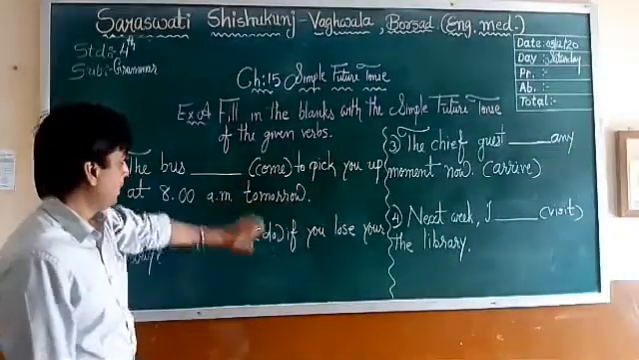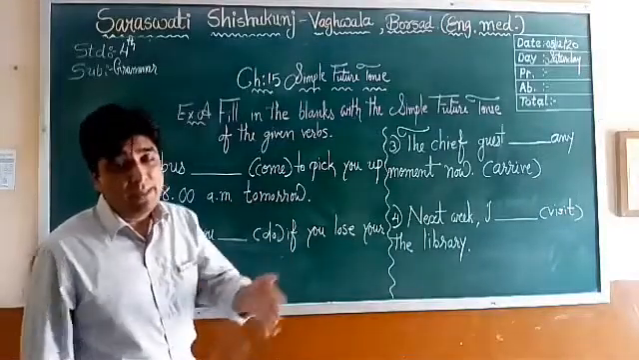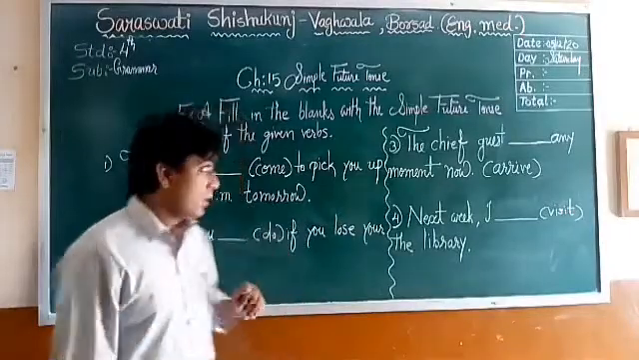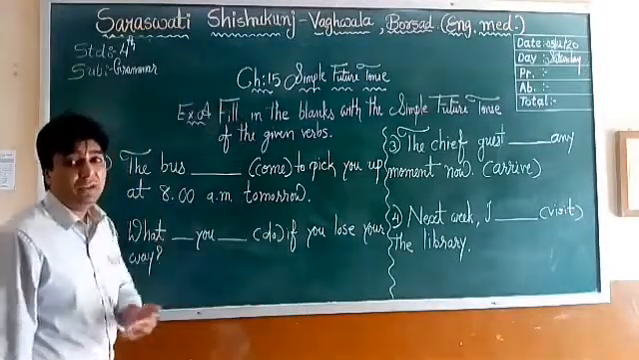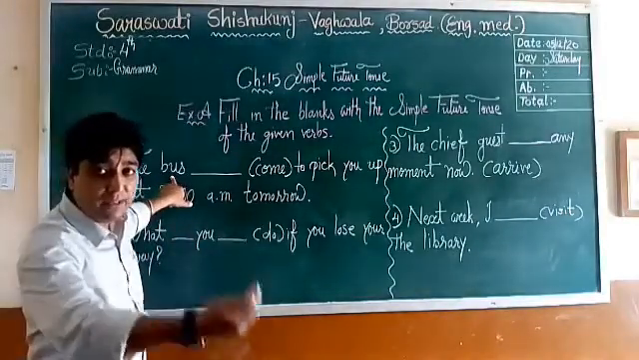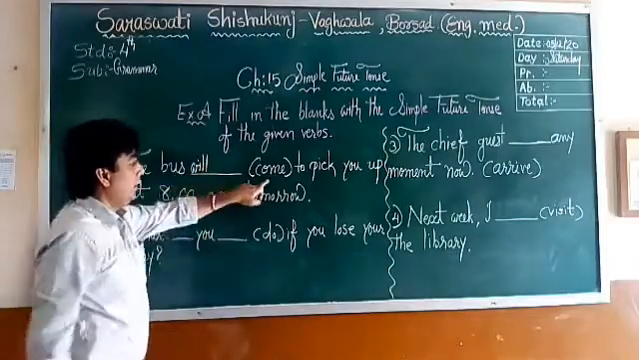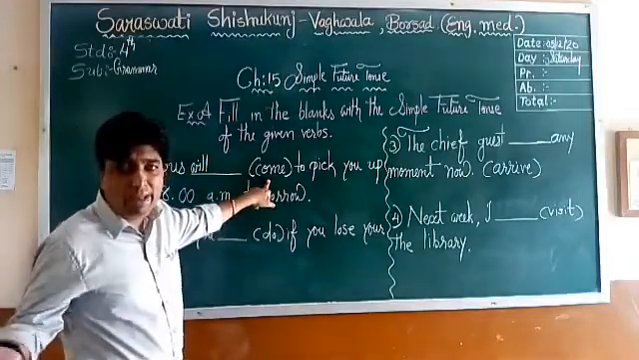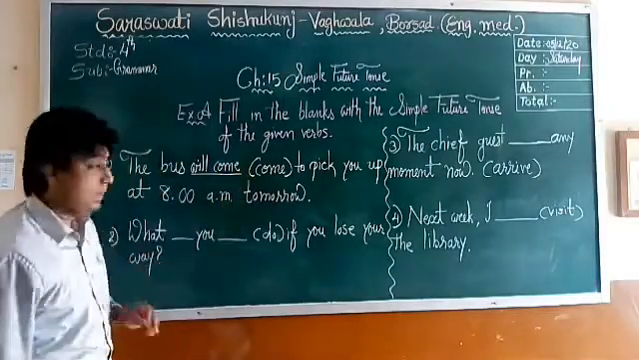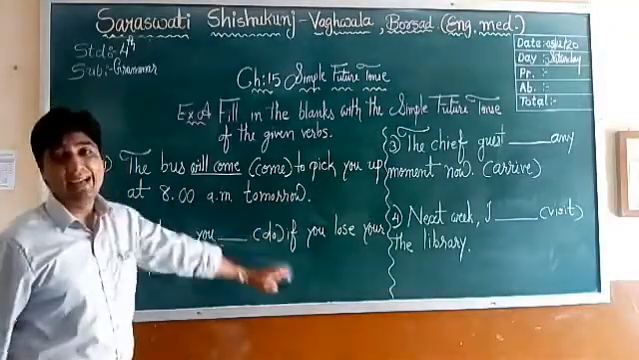Tomorrow. Right? And in fact, it has been given: come. So, come is the main form of the verb. What should be before that? As per our formation, there must be will. The bus is a subject. What should be there after the subject? Will. So, we will write will. And the main form of the verb, come, is the main form. So, we will write come. So, the sentence will be: The bus will come to pick you up at 8 a.m.